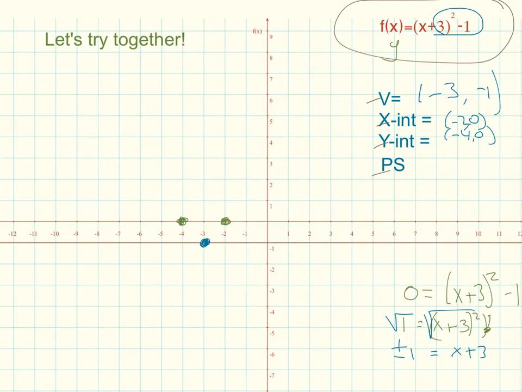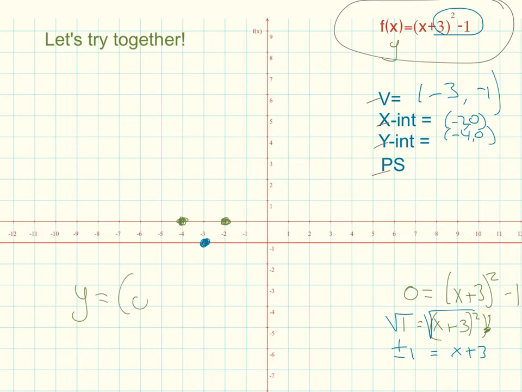Now I'm going to find the y-intercept, which, as we remember from the last slide, there's only ever going to be one. There's always going to be one, and that is the absolute most that we're going to have. To do that, I'm just going to plug in 0 for x. So I have f of x, which I'm just going to rewrite as y here.